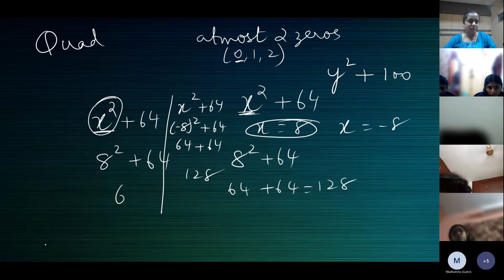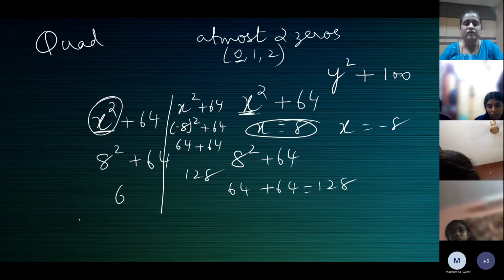So you must have written down that a quadratic polynomial has at most 2 zeros. At most 2 zeros meaning no zero at all. That is, there is no value of x which can make the value of the polynomial 0.